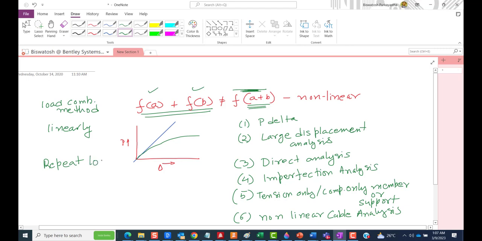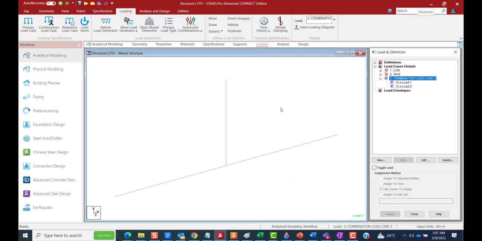We call this repeat load analysis. Now, in the repeat load, the program would actually solve for this. It will create a load vector where both the individual loads are acting together, and the program would find this one, which is the most exact and the real one. Okay, so let's see a simple example to understand this analogy.